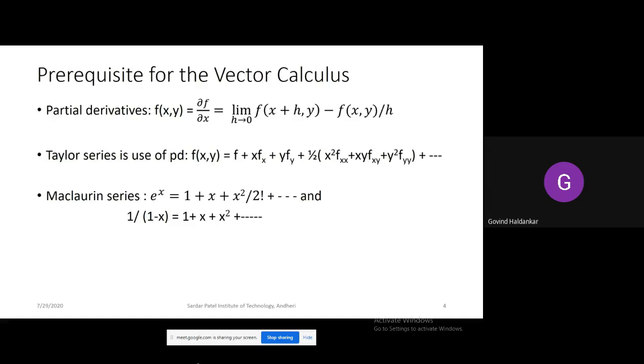So e raised to x is equal to 1 plus x plus x square upon 2 factorial, and like that, x cube divided by 3 factorial. Such terms will come, so you can expand the series easily. Second equation, that is 1 by 1 minus x. So how to write it? It is 1 plus x plus x square plus x cube. Like that you can expand the series.